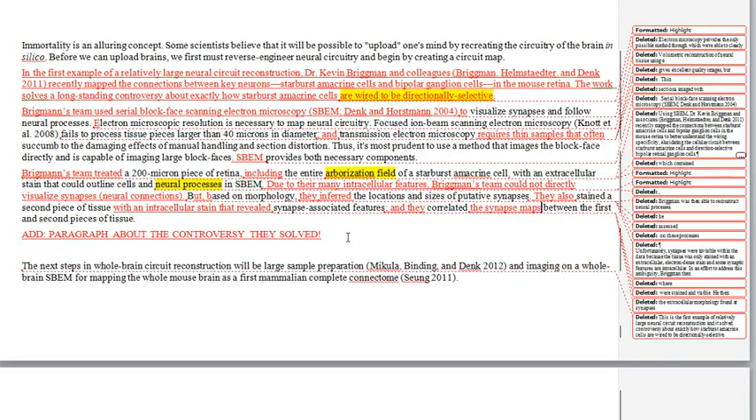Again, I'm going to ask the author to add in a paragraph here that goes into that controversy that they solved about the directionality of the particular cells. So explain that a little bit more for the reader. That seems like a really important part of Dr. Brinkman's study, so let's get some details on that.